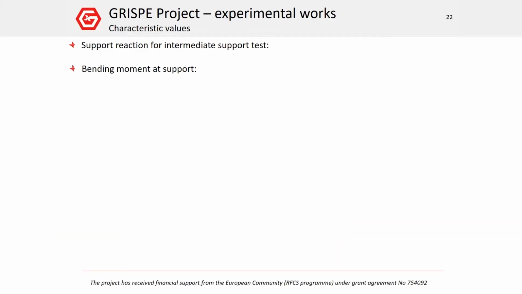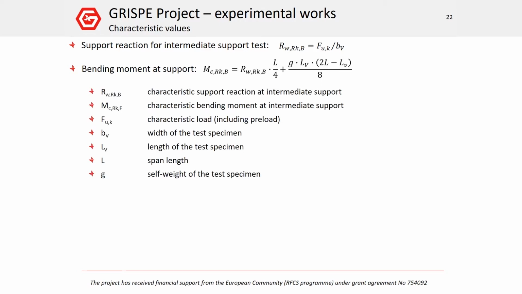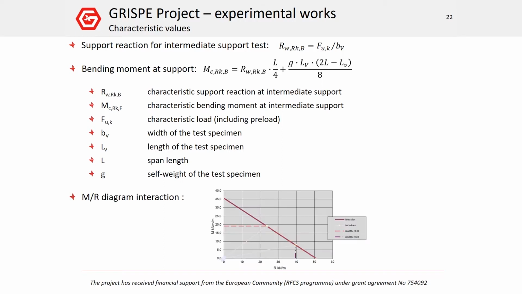The 2 characteristic values are the intermediate support reaction and the bending moment at support. They are calculated using the presented equations with Fuk, the characteristic test load, bv, the width of the test specimen, Lv, the length of the test specimen, L, the span length, and G, the self-weight of the test specimen. The typical graphic interpretation of the test consists of drawing an interaction diagram between the moment and the reaction as a function of the span length L.